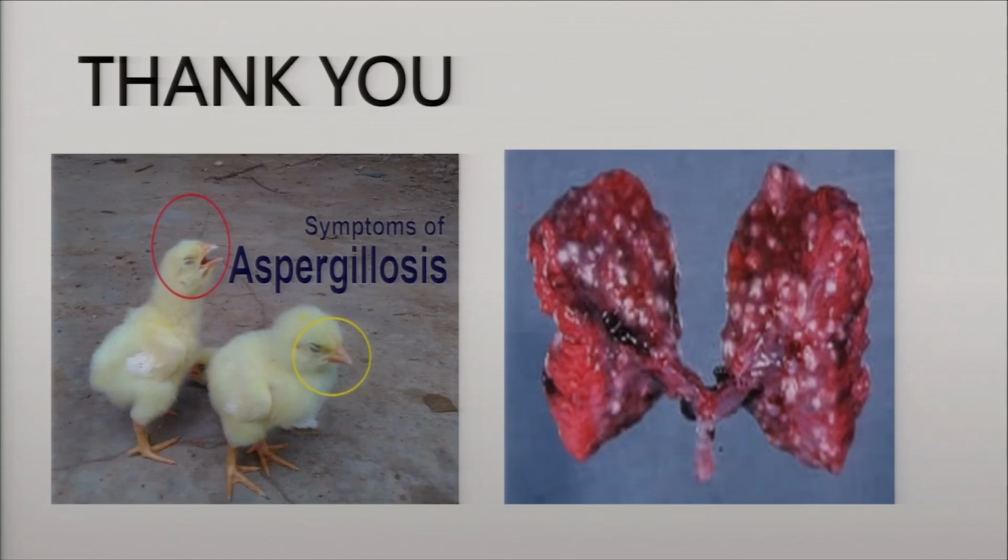So this is my last slide. Aspergillus can also affect the birds, the poultry. They may also have cough and shortness of breath, and when you biopsy the lung, that's how it looks in the autopsy findings. That's my last slide. Thank you.